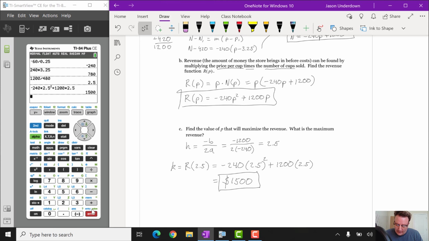Okay, so $1,500 in revenue at a price of P equals $2.50.